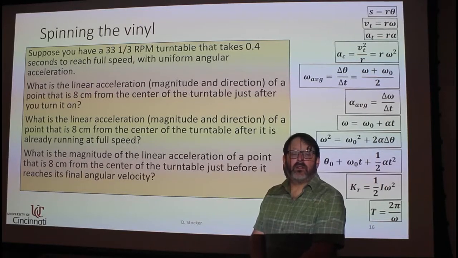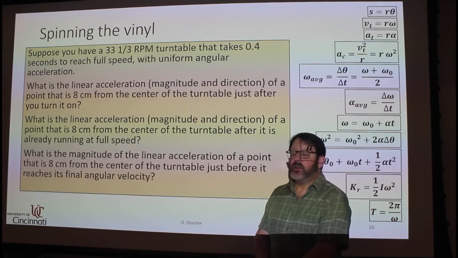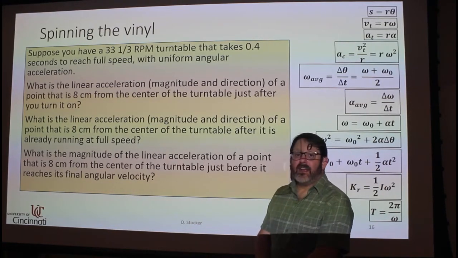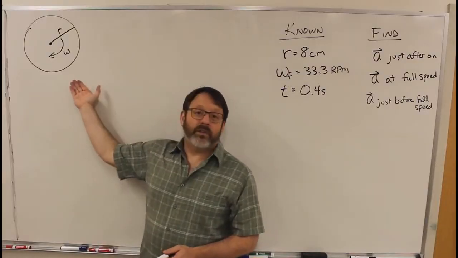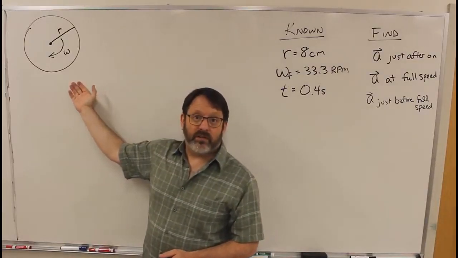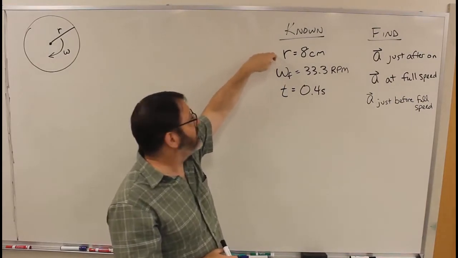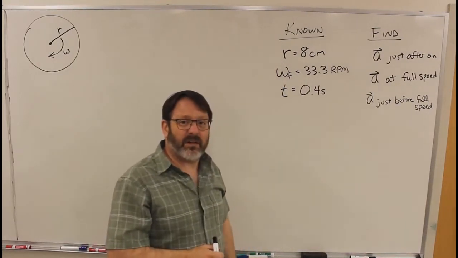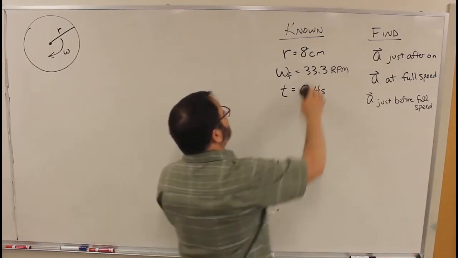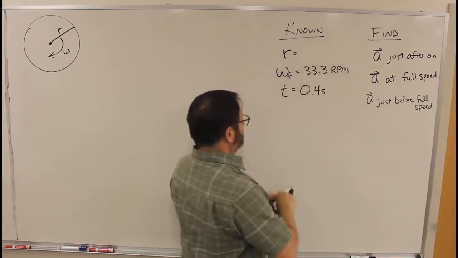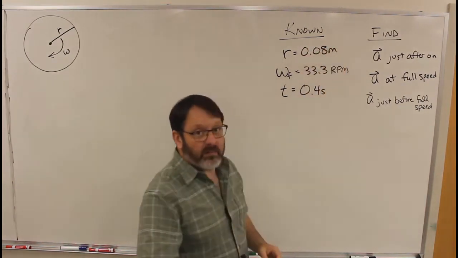In this video, I will look at a question that relates angular acceleration to linear acceleration and also involves centripetal acceleration. First thing I've done is to draw a picture of the turntable. We know that there's a radius that we're dealing with of 8 centimeters. I actually don't like centimeters. I want to change that to meters. So first thing I'm going to do, instead of 8 centimeters, 0.08 meters.